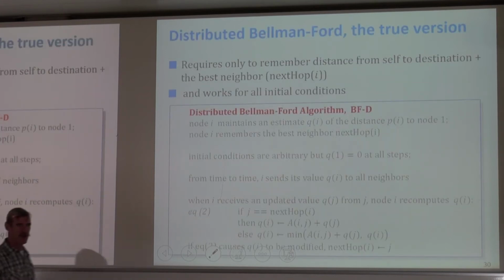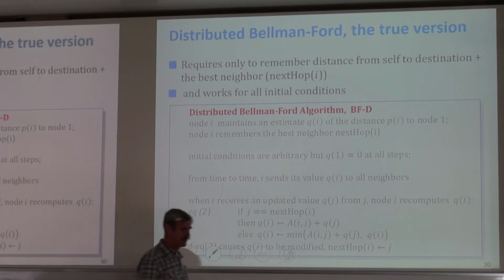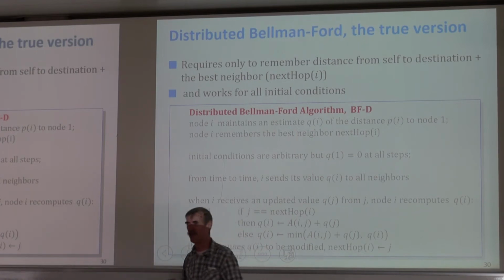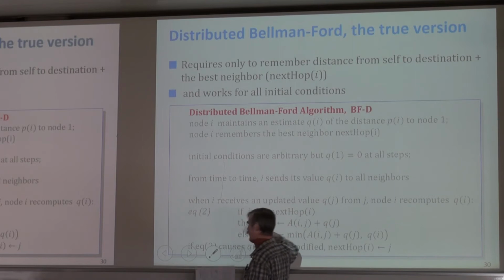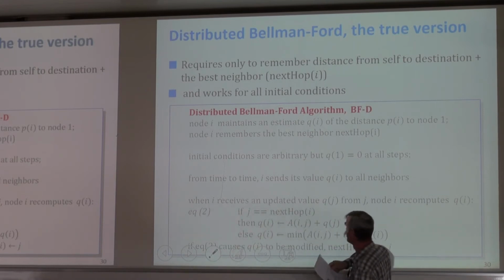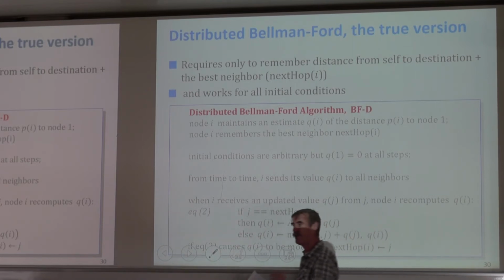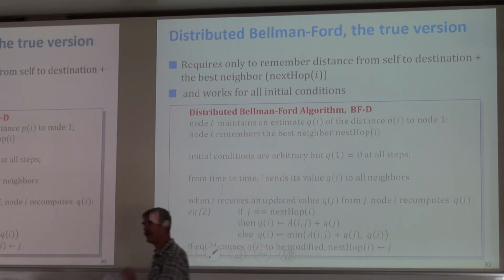Here is the true version, which is a bit subtle. It's hard to understand why we get this, except if we do all the steps we did now. So the true version keeps the idea of keeping only Q of I. So node I keeps only Q of I.